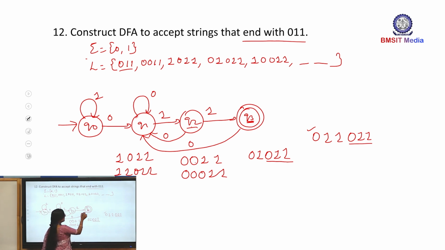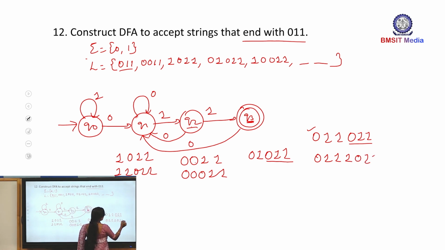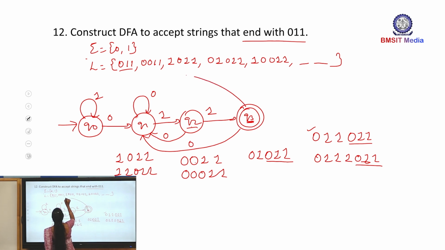Now what happens if I see a 1 at this point? I reach Q3 after seeing 1, 1. Now what happens if I see a 1 here? If I see a 1 here, I should ensure that there is 0, 1, 1 here, because the string should end with 0, 1, 1. So the only possibility is that from here, I can have a transition to Q0. This is on seeing a 1. So you can see that this condition would be satisfied.